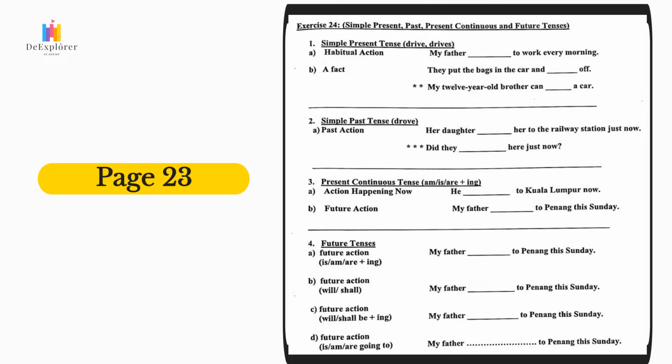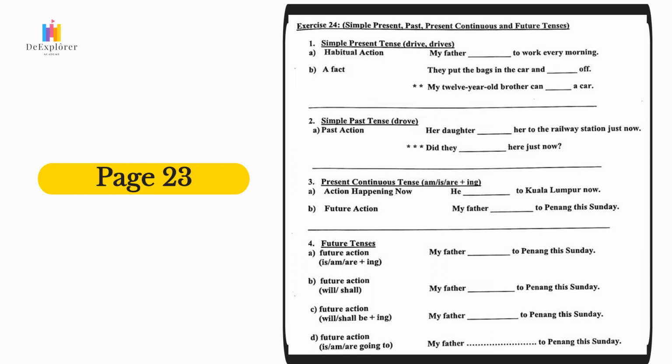The present continuous tense, which is is am are plus ing, also can be used for future action. So 将要发生也可以用的. So if you take a look at 4A and 3B, they are the same. 4A is is am are plus ing. 3B is also is am are plus ing. So my father to Penang this Sunday. So is driving to Penang. So the same answer for 4A.